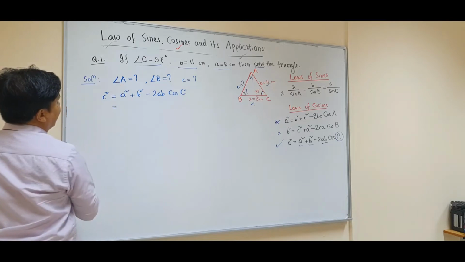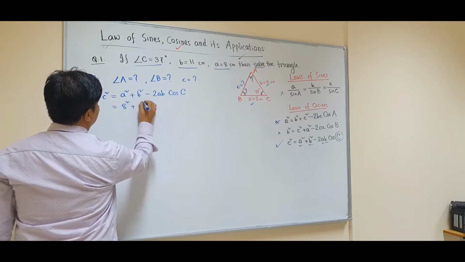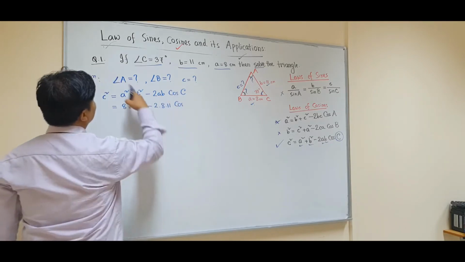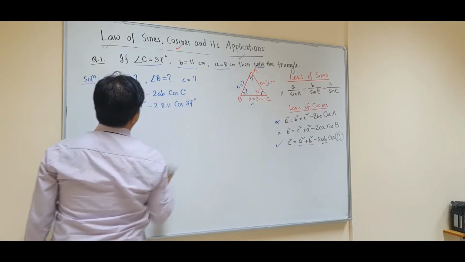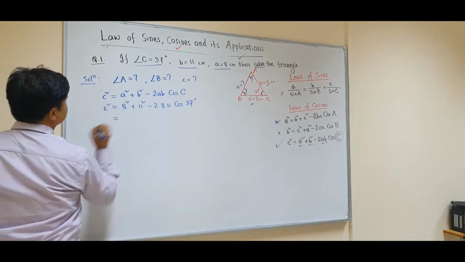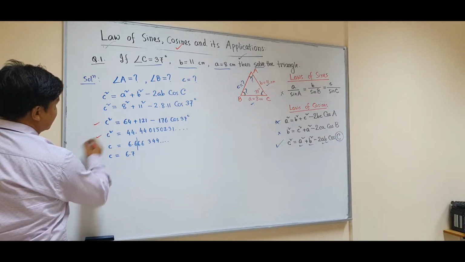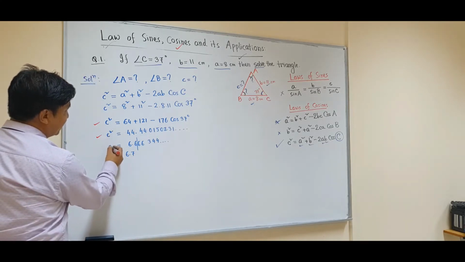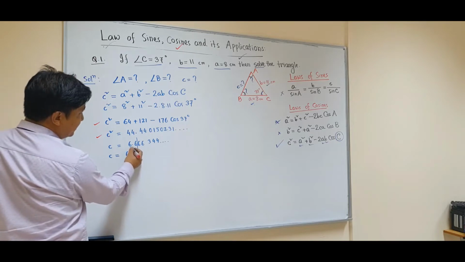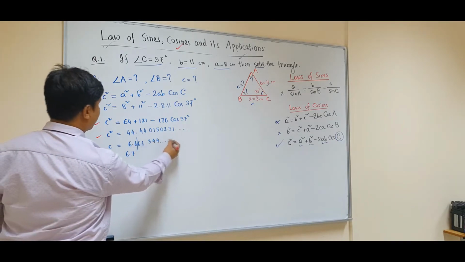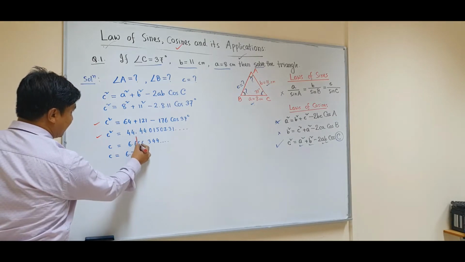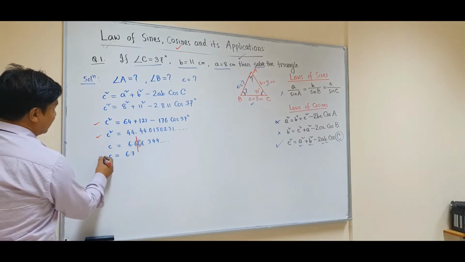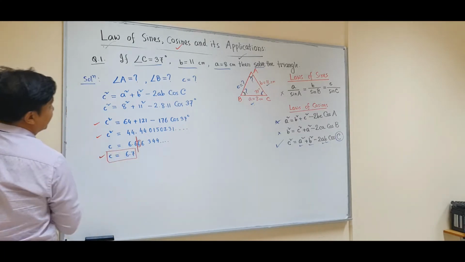Now we know that A is 8, B is 11, so this is 8, 11, and what is C? You know that C is 37, so 37 degree. So C square equal to this. After calculation of this step, you will get C square equal to 44.44 and so on. So this is C square, so I will find out C, which is the square root of this number, that gives you 6.66344 and so on. And finally, after rounding off, you can see this number is 6, so definitely this number will become 7. So now we got C equal to 6.7, which is in centimeter.